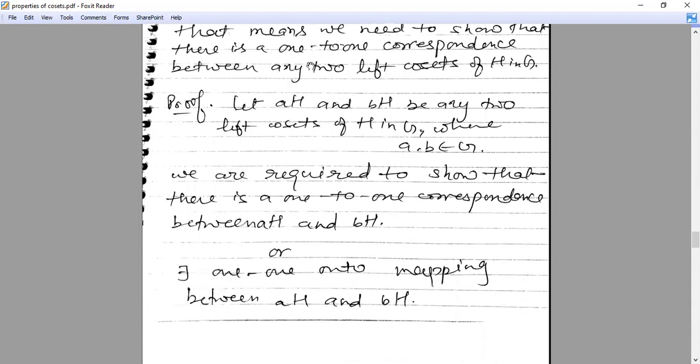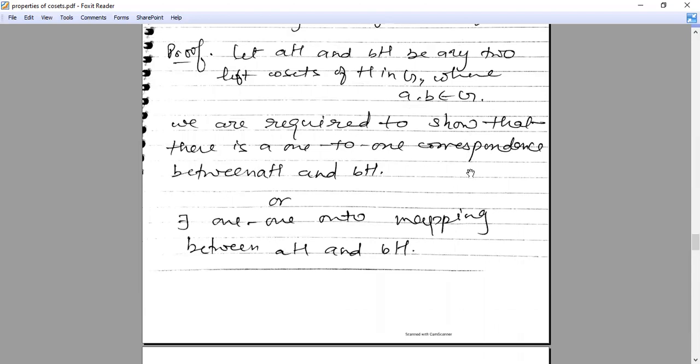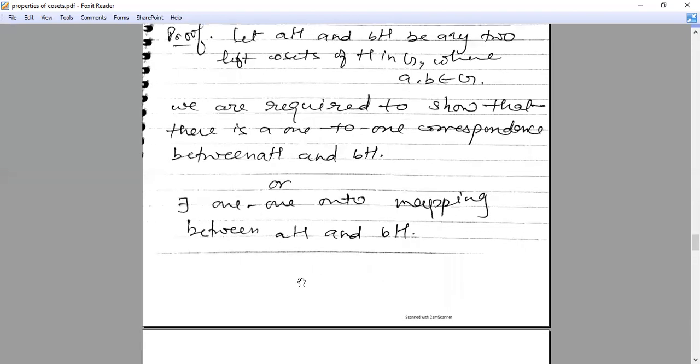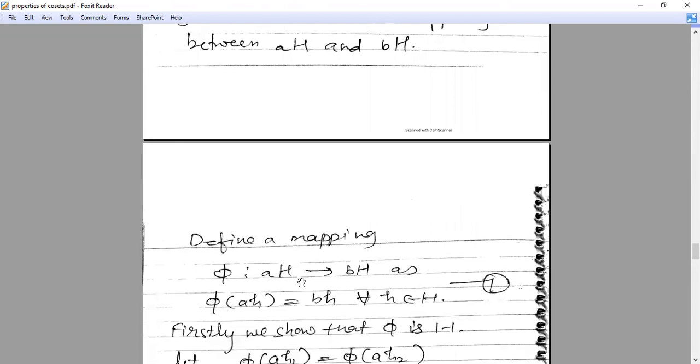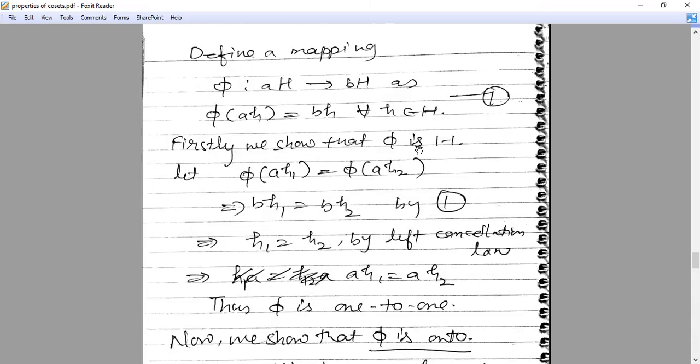So suppose that aH and bH are two left cosets of H in G. So here a and b are elements of G. Now we are required to show that there is a one-to-one correspondence between aH and bH, or there exists a one-one onto mapping between aH and bH. So for that we have to define a mapping. Define a mapping phi from aH to bH as phi of ah is equal to bh for every h belonging to H. First we have to show that phi is 1-1. After that we will show that it is onto also.